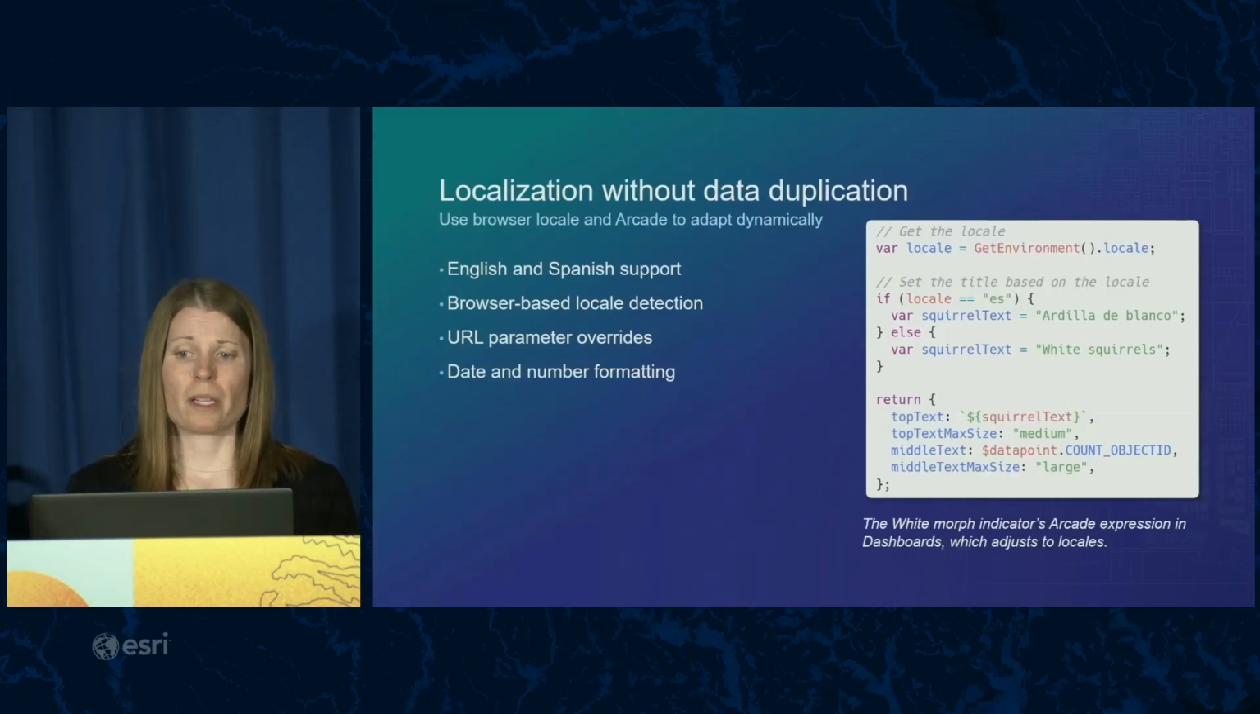And then what's really great about this is that we're not duplicating the data. A lot of times folks might be having a different data set, or they might be just doing a lot of extra work. And in this case, we're just using the underlying data, and we're using it readily. So we're not having to duplicate work. We're not having to redo our work again. And then this is, again, based on browser-based locale detection. And then we'll show this in a little bit using URL parameter overrides and date and number formatting.